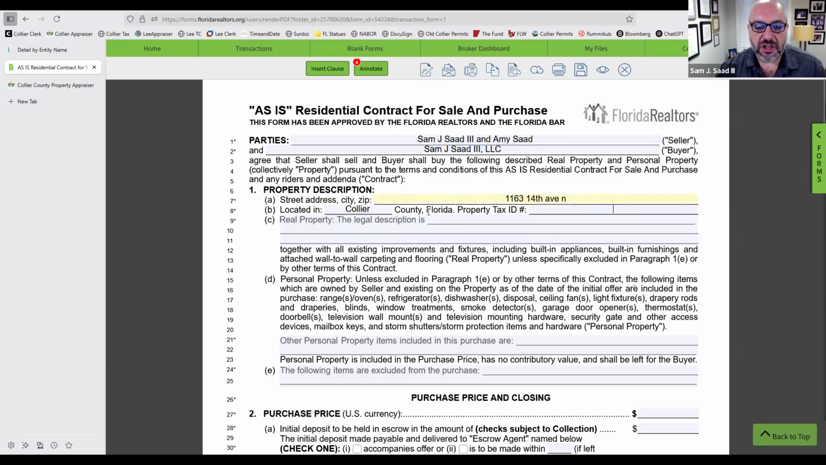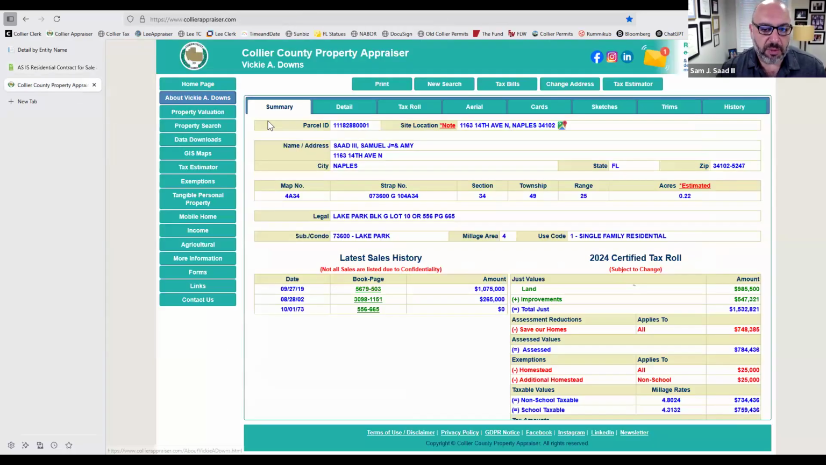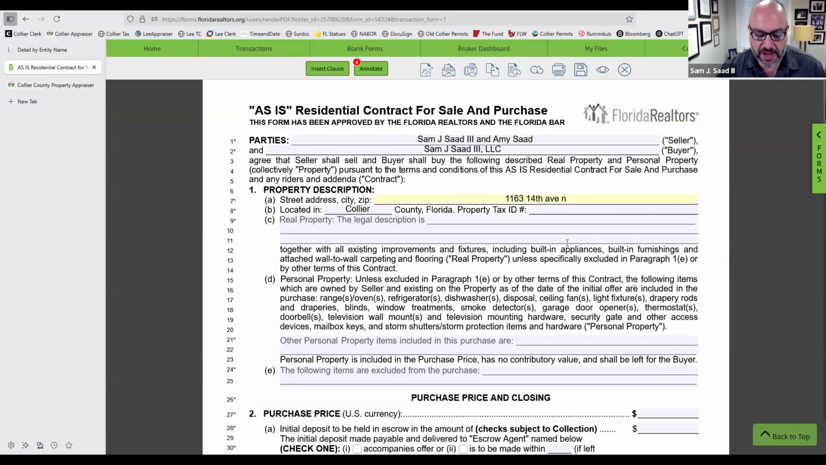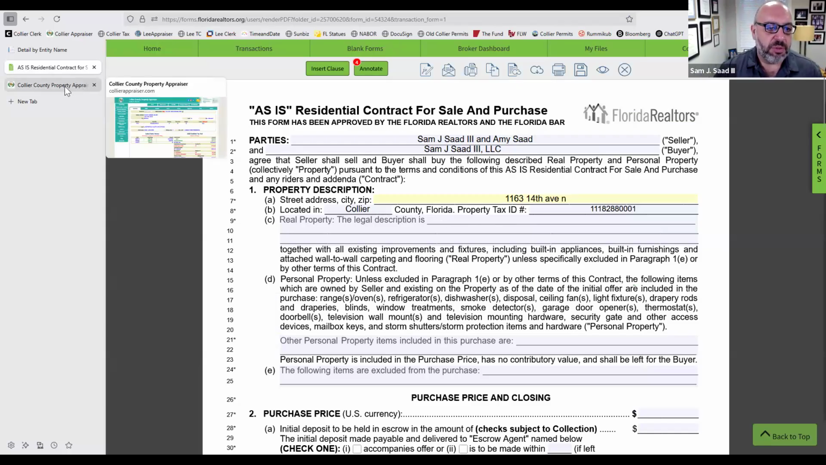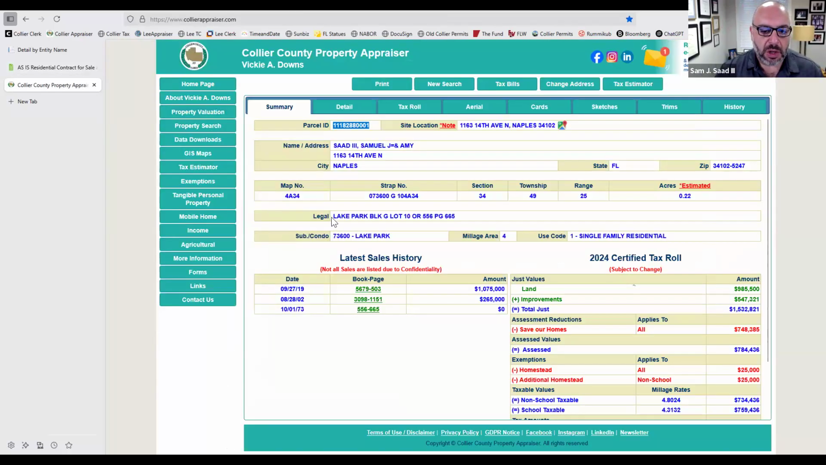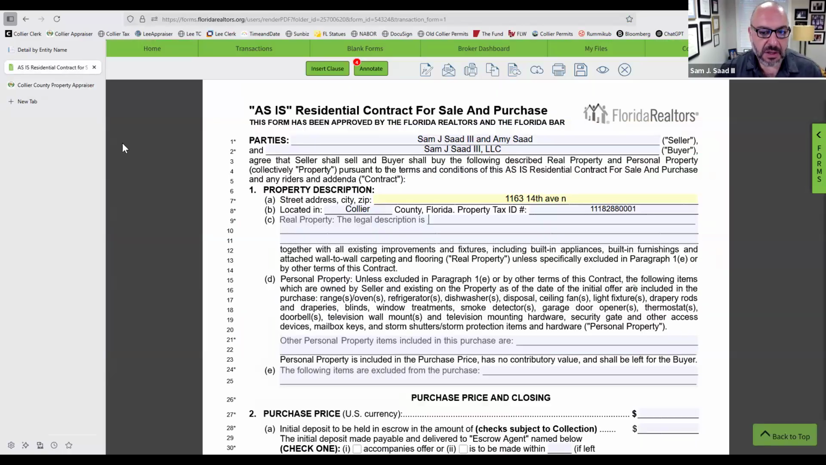Now, the FRBAR contract requests the property identification number. So we go back to the property card. We've got the parcel ID number here at the top. Parcel ID, we're going to fill that in. Real property, the legal description is our next blank under 1C. Legal description, we do not need the complete legal description. We need the short legal description here off the property card. So let's grab that, copy that. Paste that in right there.